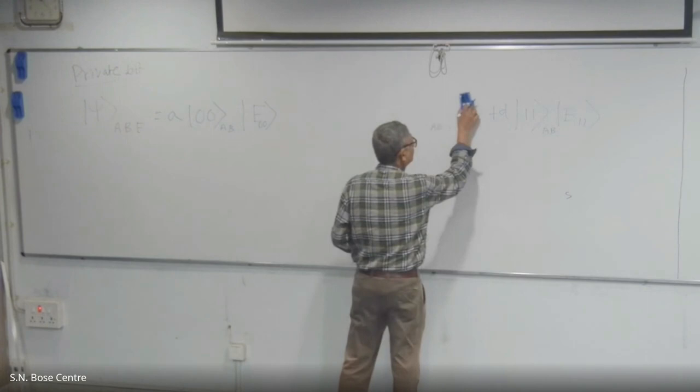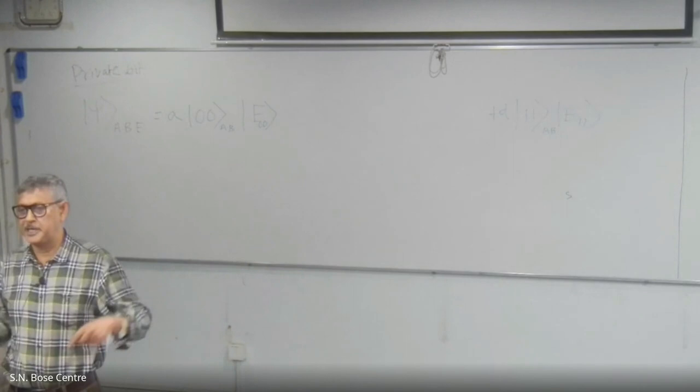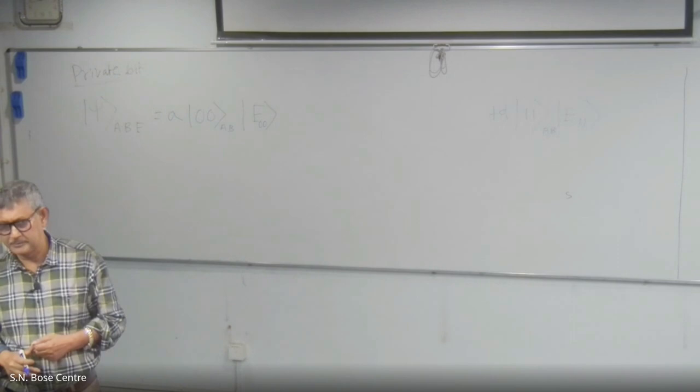Now, to have a private key, maybe they will have many copies of this state and finally will have a key. So what other condition does it have to satisfy? What will be the fraction of 0 and fraction of 1 for a private key? Equally. Yeah. So again, there is a restriction.